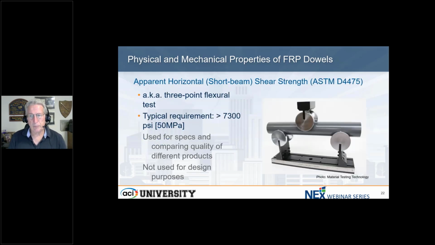Here's one that's a little more relevant, perhaps, the horizontal shear strength, or the flexural strength, if you will, of the bar. And here's the test rig. Typical requirement is 7,300 PSI flexural strength. And again, we don't use this in design, but it is useful in the specifications for comparing the quality of different kinds of products.